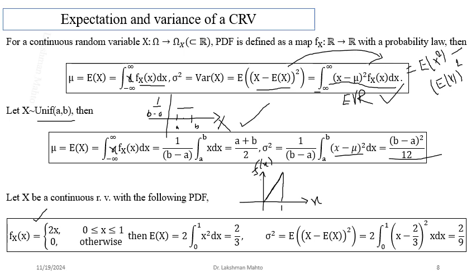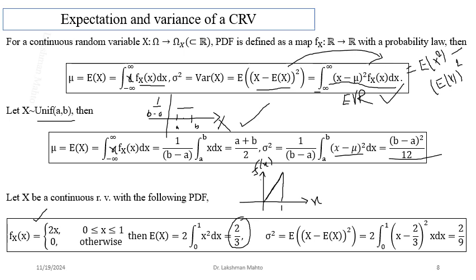Now we are willing to compute the expectation. So that means the weighted integral of x times the density of x. The density is twice x. So x into x, x square, and 2 will come out of the integral. So integrate from 0 to 1. What is the integral? It is 2 by 3. Where is the point 2 by 3?